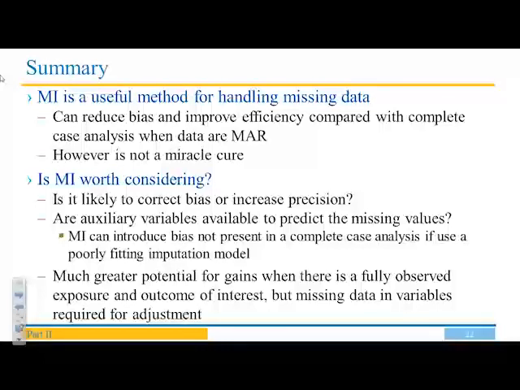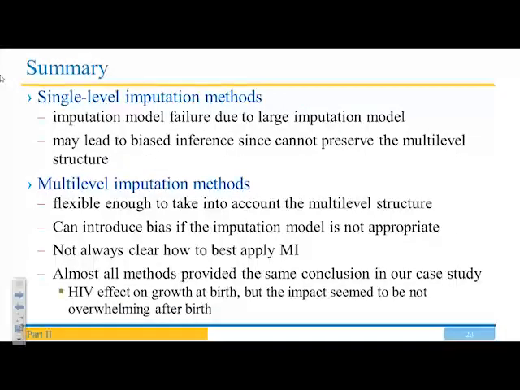The last thing is that it's important to think about getting more benefit from MI when you have missing data in your covariates. In that case, you can recover information in the covariates from the exposure and outcome, which are fully observed. But vice versa, it would be similar to our case: you get maybe not that much benefit.